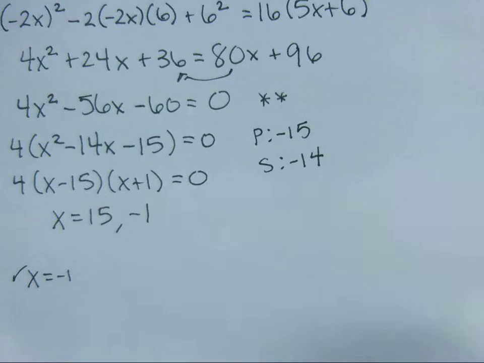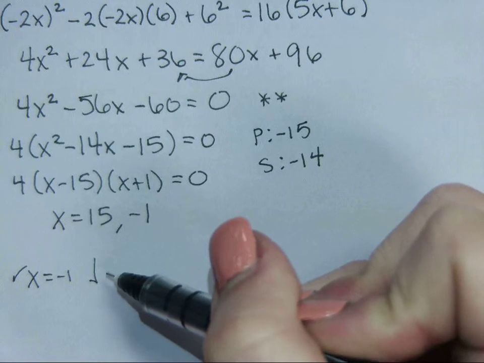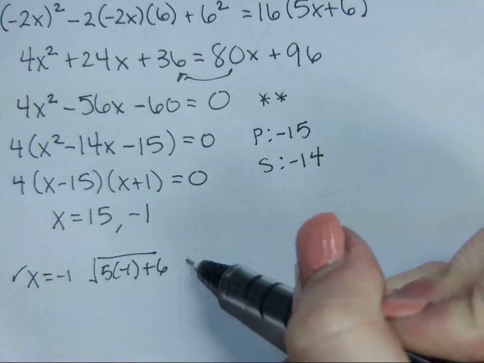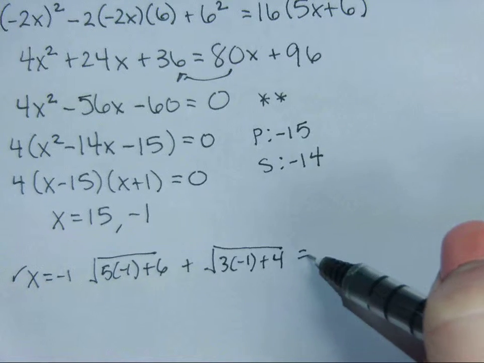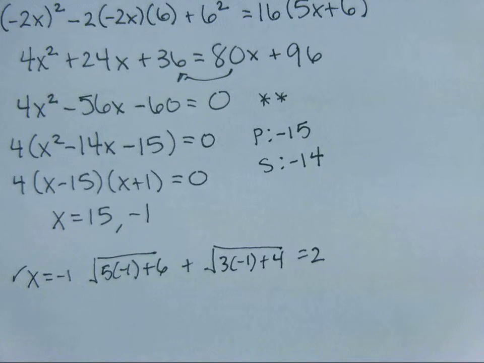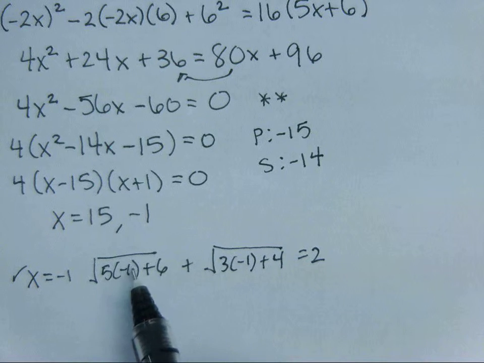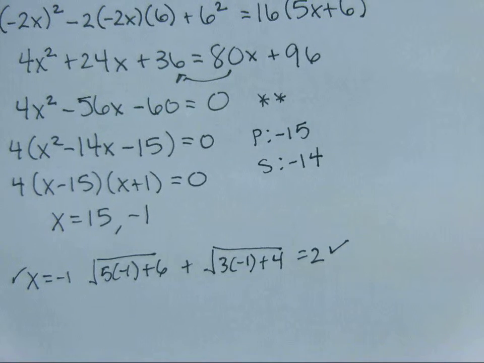I'm going to check this one. So if I plug negative 1 into the top, all right, I'm going to get 5 times negative 1 plus 6. All right. So you're kind of having to check all of this and see is that true or not. And it works, all right, because this is going to give me the square root of 1 plus the square root of 1, which is 2. That's true. So I know that the negative value actually works.